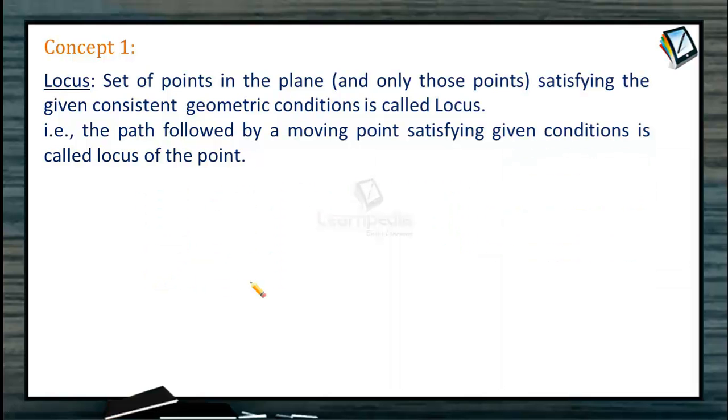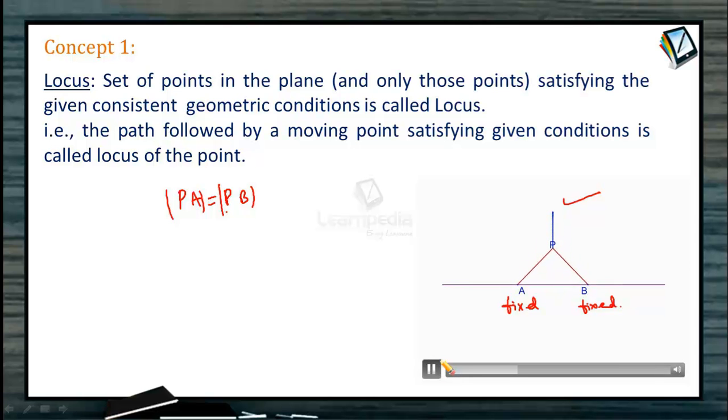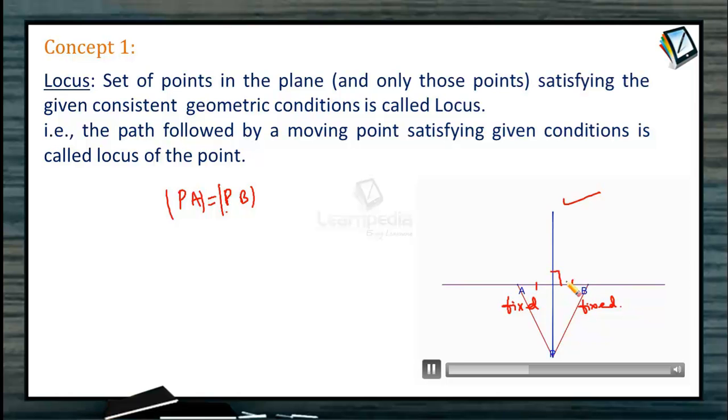One more example. Here again we take two fixed points A and B. We allow this P to move. We put the condition that PA is always equal to PB. That is, this distance always is equal to this. That is how P should move. When we allow P to move, we see that the trace of this P is going to be a perpendicular bisector of AB. So this is trace of P, the perpendicular bisector.